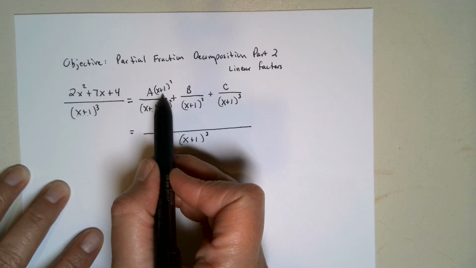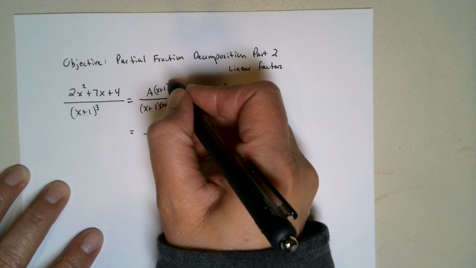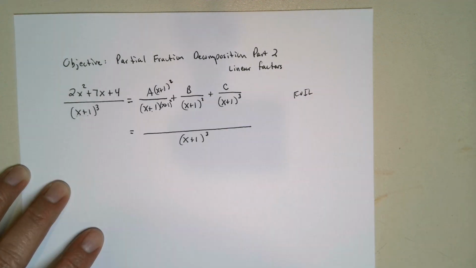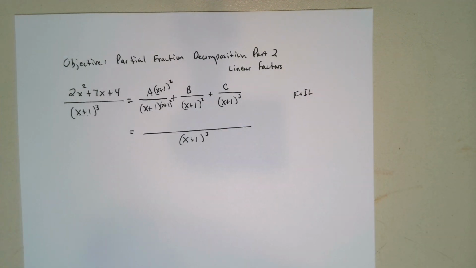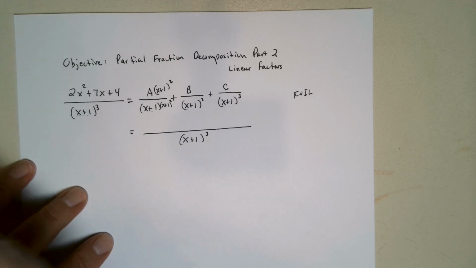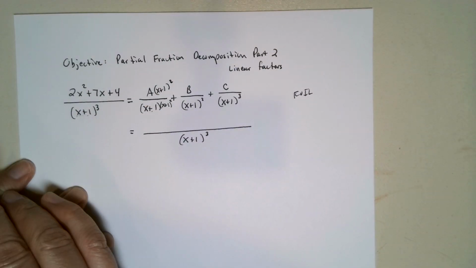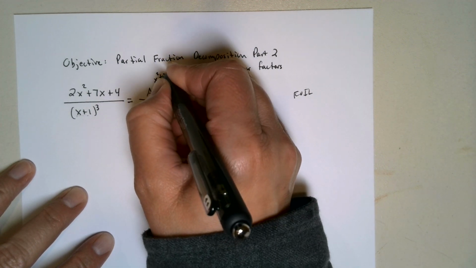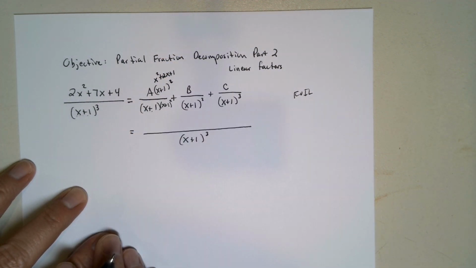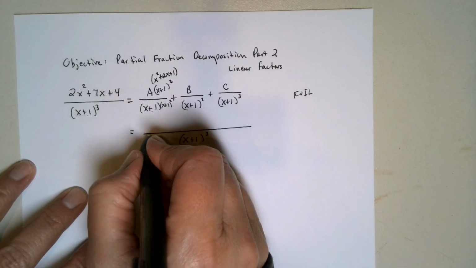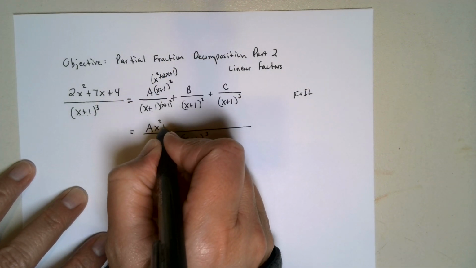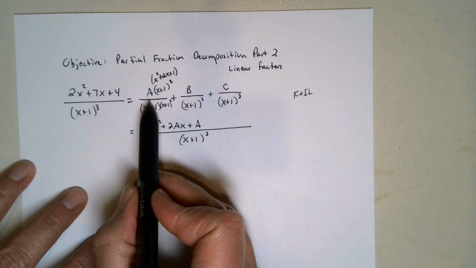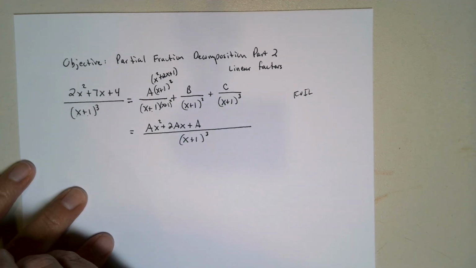Now, this is where you've got to remember that when you are squaring a binomial, you must FOIL. Some of you know that, but some of you tend to forget that, and if you forget that, it's going to throw off your answer. So x plus 1 squared would be x squared plus 2x plus 1. And then I would need to distribute the A, and I would have ax squared plus 2ax plus a for my numerator of my first expression.